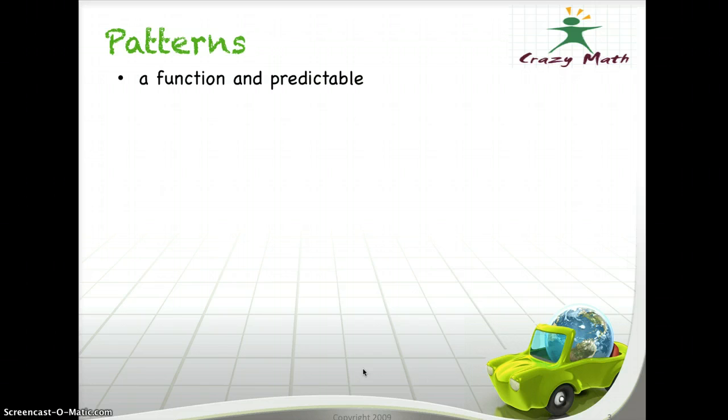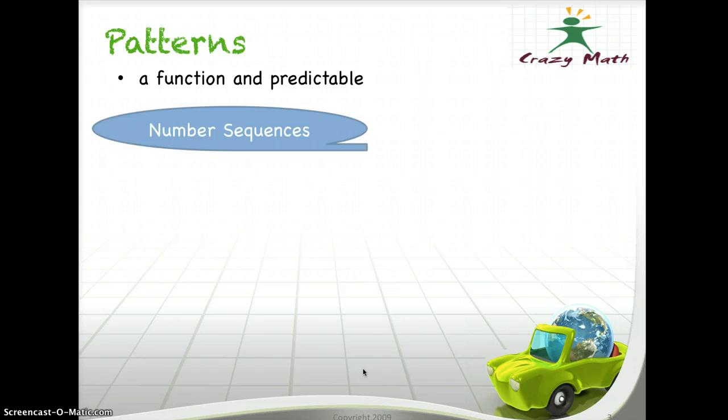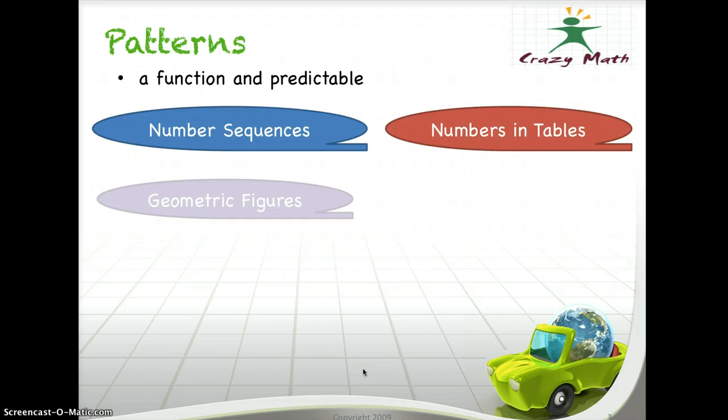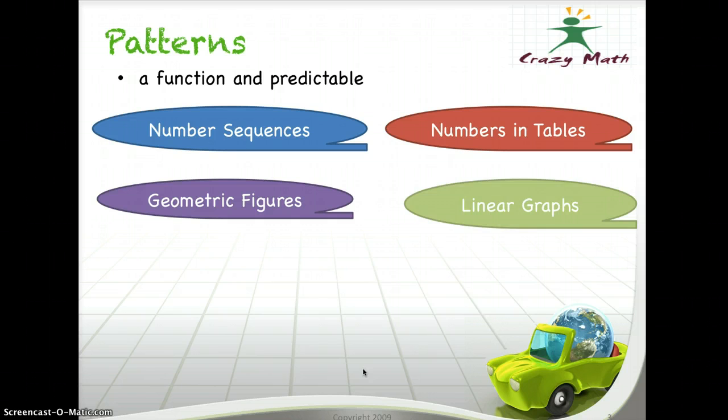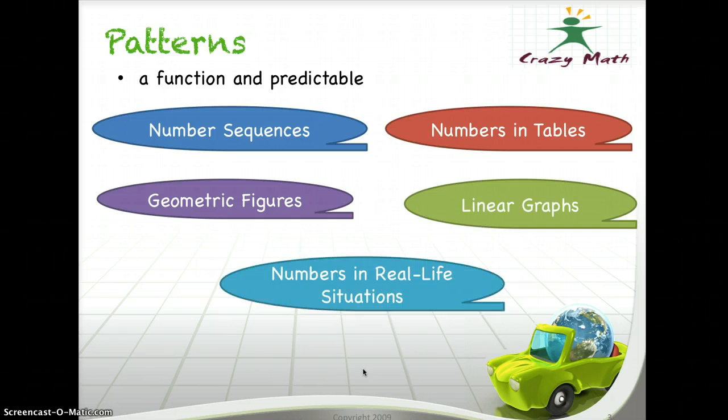Patterns are functions and they are predictable. So you can write rules because you can predict what will be the next value. Okay. There are 5 different patterns. First, you have number sequences, numbers in tables, geometric figures, linear graphs, and numbers in real-life situations. So you can see patterns in these 5 scenarios. You can also see patterns in nature, and we're going to discuss that in a different lesson.